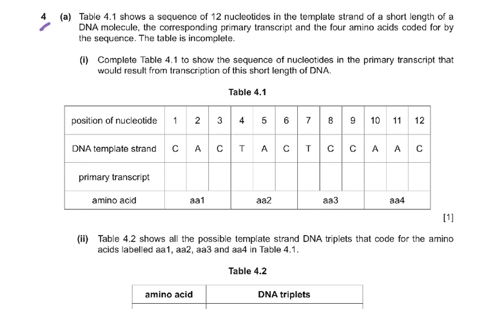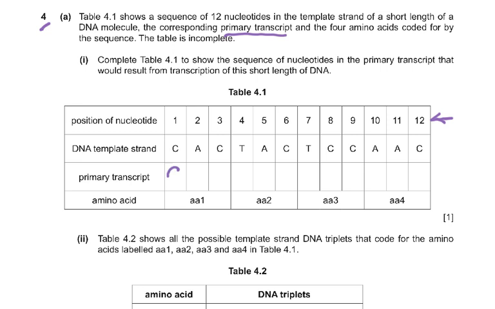Now, this is a very interesting question, and I'm sure many of you will find it interesting. Table 4.1 shows a sequence of 12 nucleotides. You can see here 12 nucleotides in the template strand of a short length of a DNA molecule. Template strand is the one which is copied by the mRNA. The corresponding primary transcript and the 4 amino acids coded for by the sequence. The table is incomplete. Complete table 4.1 to show the sequence of nucleotides in the primary transcript that would result from transcription of the short length of DNA.